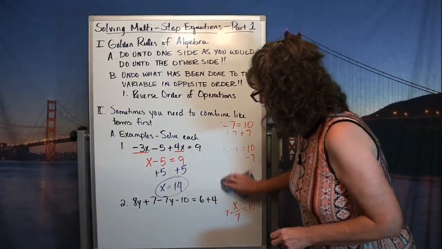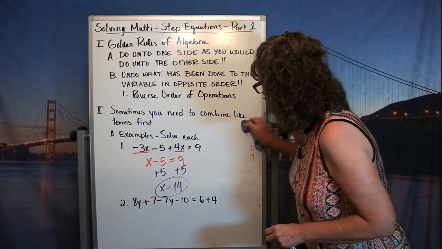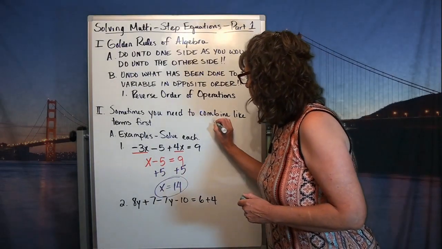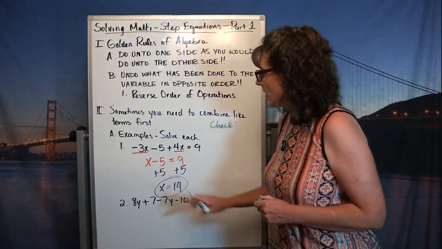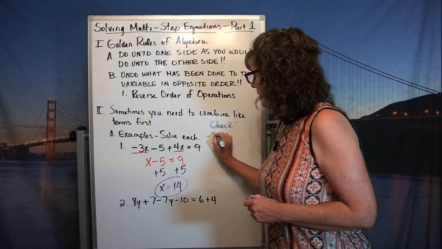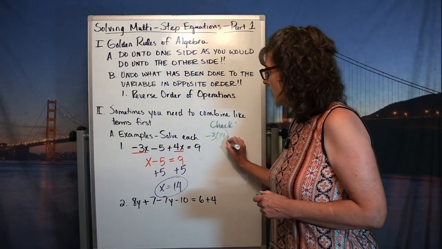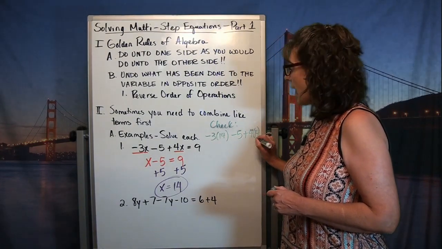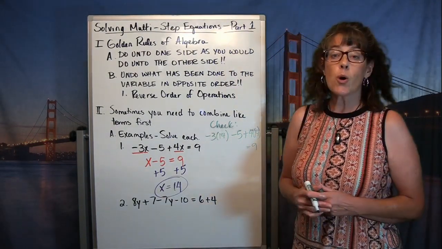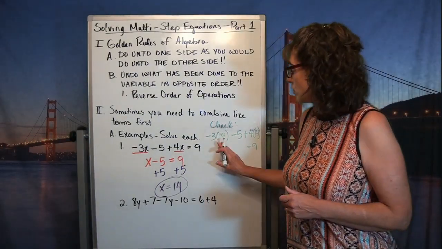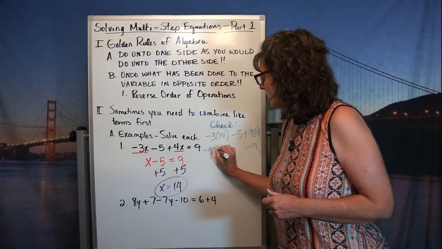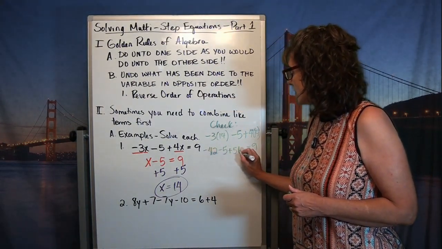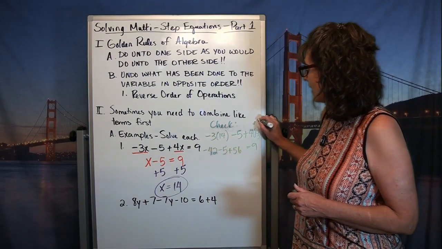So let's take that 14, let's plug it into the equation everywhere we see an x, and let's see if we can create truth. So when we check it, like I said, we're going to take this 14, plug it in right here: negative 3 times 14 minus 5 plus 4 times 14, and that better equal 9 in the end. Now our order of operations says do the multiplication first, so negative 3 times 14 is a negative 42, minus 5, and 4 times 14 is going to be 56, and again we better get a 9 out of that.